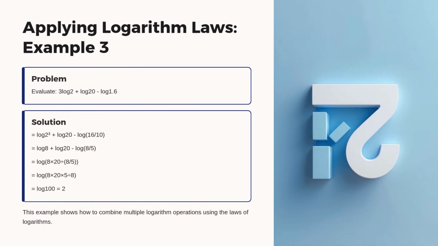Applying logarithm laws. Example 3. Problem. Evaluate. 3 log 2 plus log 20 minus log 1.6. Solution. Equals log 2 cubed plus log 20 minus log 16 over 10 equals log 8 plus log 20 minus log 8 over 5 equals log of (8 times 20 divided by 8 over 5) equals log of (8 times 20 times 5 divided by 8) equals log of 100 equals 2. This example shows how to combine multiple logarithm operations using the laws of logarithms.